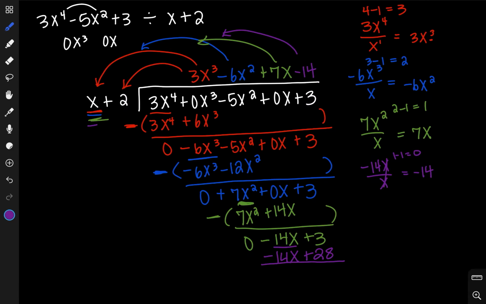Now we're going to subtract again. Negative 14x plus 14x is 0, and 3 minus negative 28, wait, it's negative 28, hold on, let me fix that.